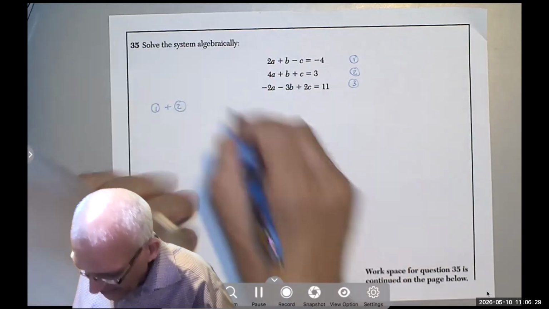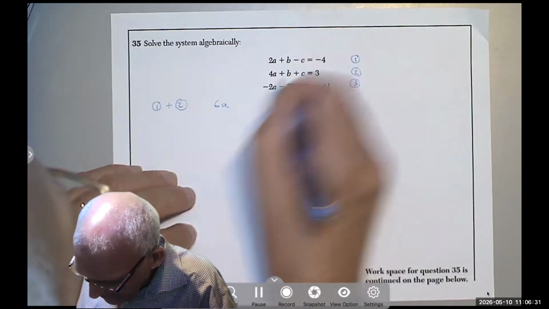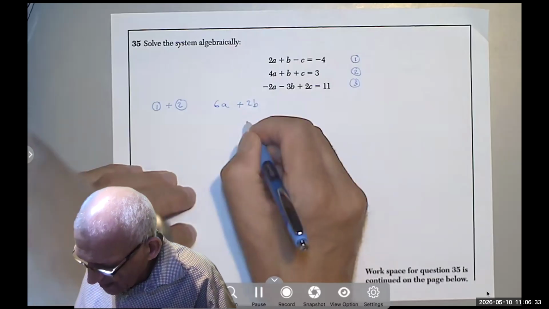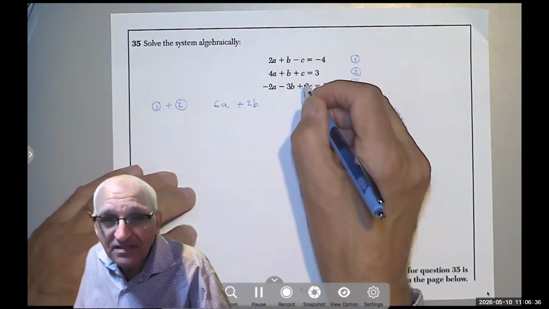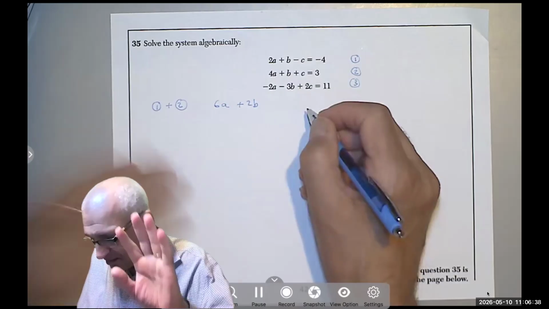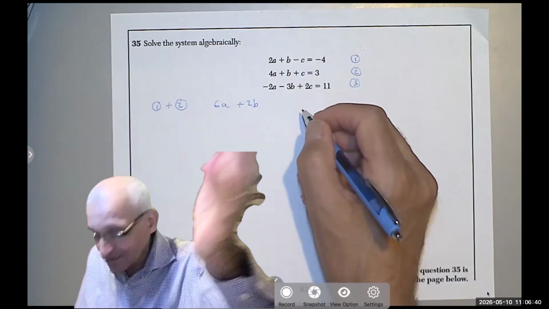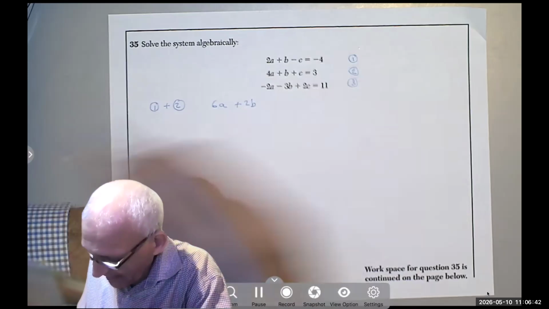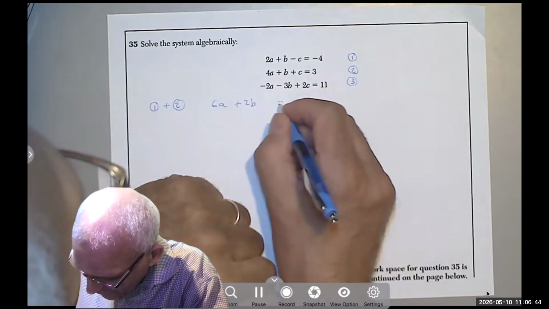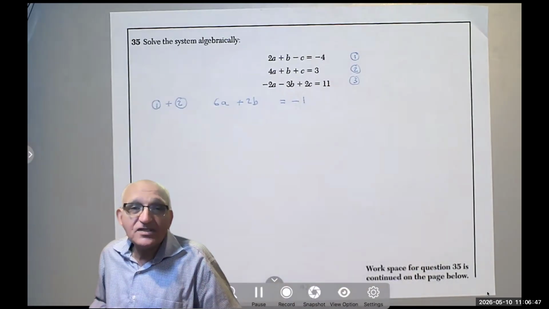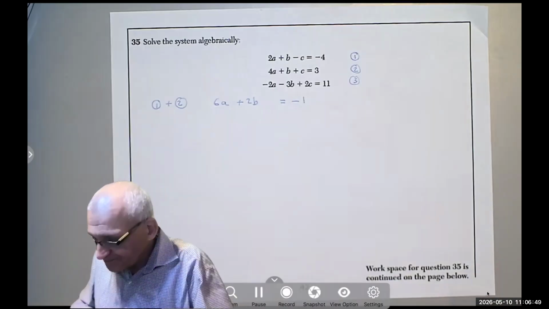So 2a plus 4a is 6a. b plus b is 2b. Negative c and positive c is not 2c. Oh, no, I'm sorry, they cancel each other. And negative 4 plus 3 is negative 1. So here is the first equation. I got rid of the c.